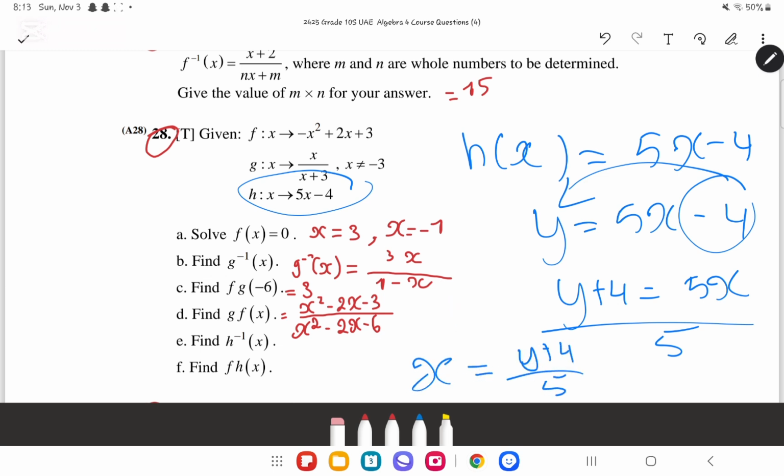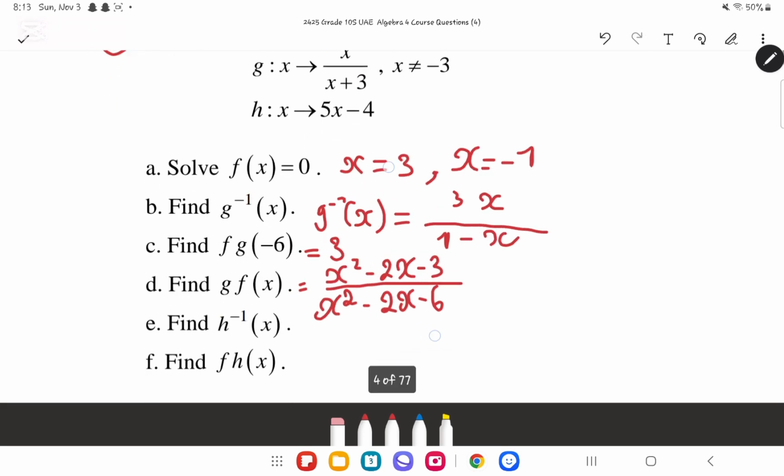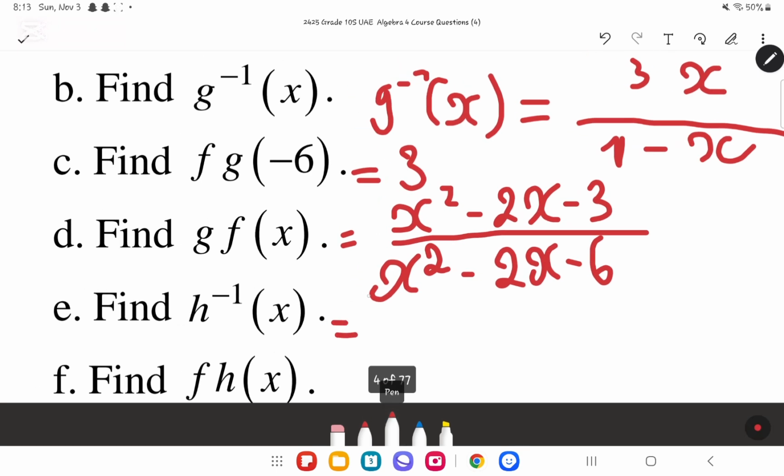Now, change the x into h inverse of x, which is equal to, now change every single y into x, so x plus 4 over 5. So h inverse, I put f inverse, I'm so sorry, I meant to put h inverse. h inverse is now equal to (x plus 4) over 5.